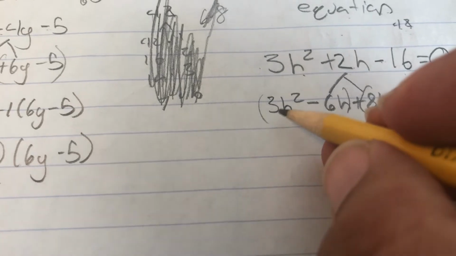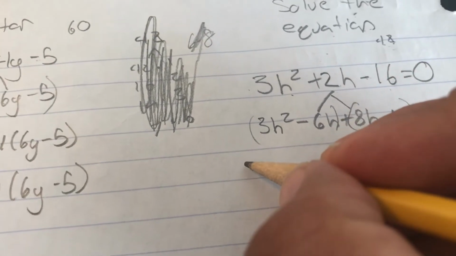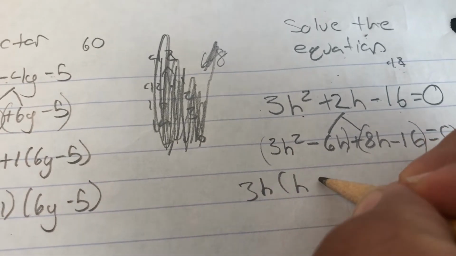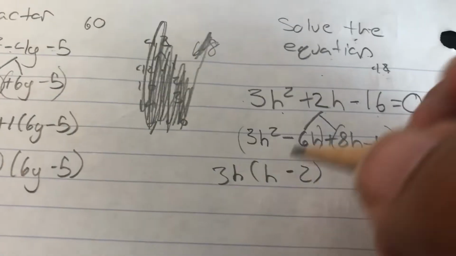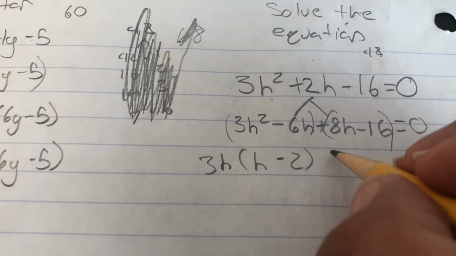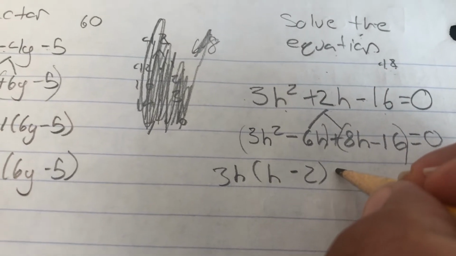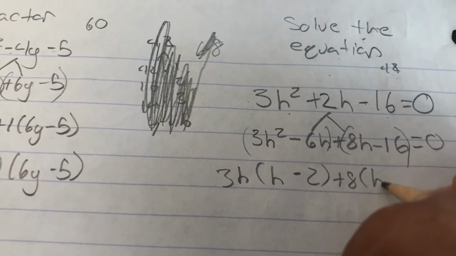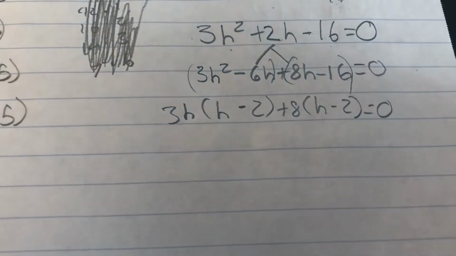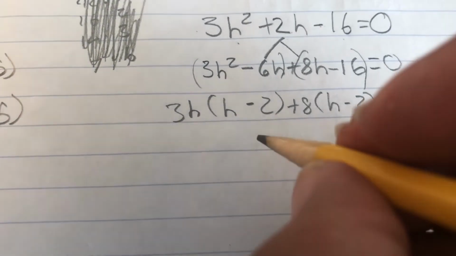Then these are both divisible by h, and they are both divisible by 3. This leaves me with h minus 2. And here they're both divisible by 4. Or no, they're both divisible by 8. So I'm going to take out a positive 8, and they're h minus 2. And there we go. So now these two are the same, which means I did it perfectly fine.